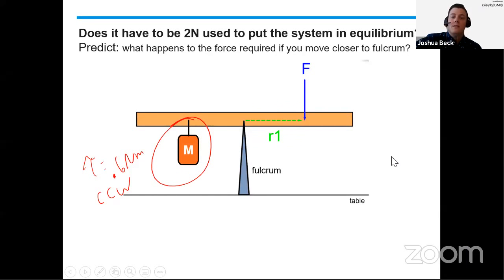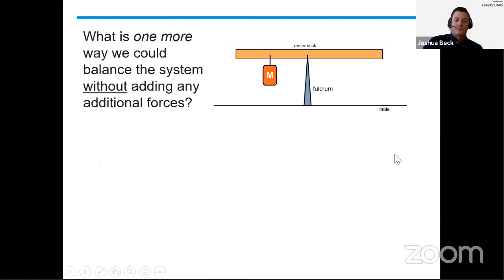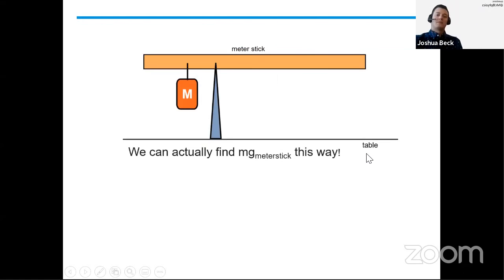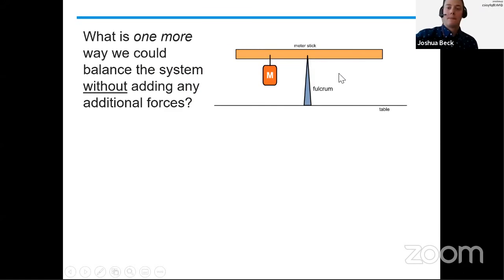So let's take a look at another example. I'm going to go back to my original setup. Without the force being applied, I'm going to remove my force sensor. I want you to think outside the box a little bit. Of course, I can apply forces in different places, and forces in different places will give me torques. But I want you to think outside the box. Is there a way that I can balance this right now without adding any additional forces?